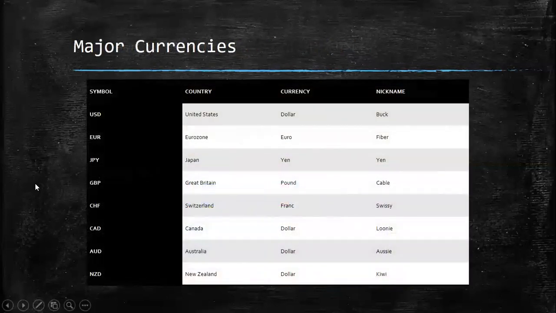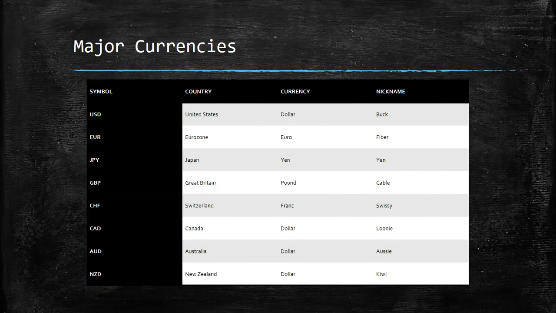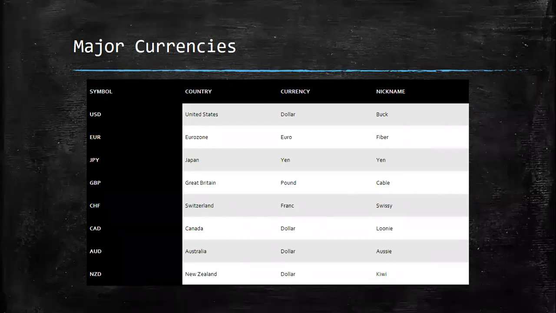Some major currencies that we usually trade: you've got the United States dollar, whose nickname is the buck. It's got a few different nicknames, actually. You've got the euro, the eurozone, whose nickname is the fiber. The Japanese yen, of course, is just yen. There's also a Japanese won, and we'll get into that later down the road.